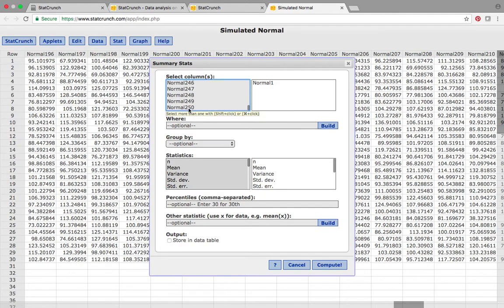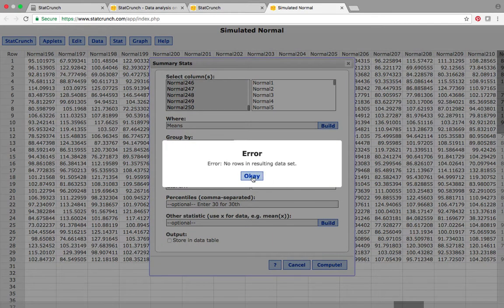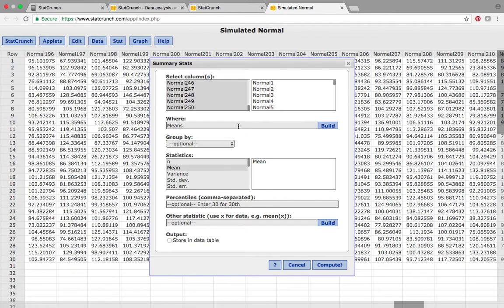All 250 of them. And I want to build in, let's just call it, the means. And all I really care about are the means, okay? And I want to compute... Percentiles, other statistics. My bad. I shouldn't have done this, because I don't have anything set by that. Okay. So I want to store in a data table. So I'm going to compute.